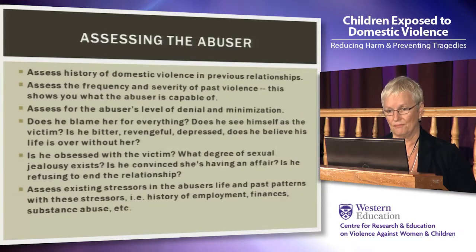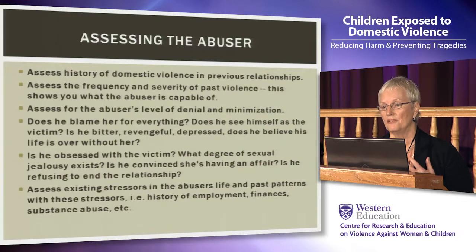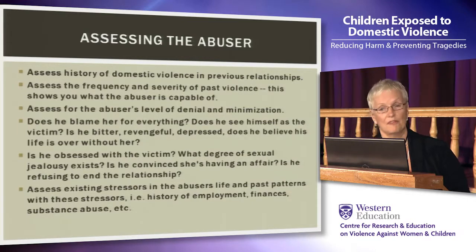Is he obsessed with her? What degree of sexual jealousy exists? Is he convinced that she's having an affair? And is he refusing to end the relationship? Now, these are cases that are before the family courts, when issues around access, supervised access, sole custody, all those things are being presented. Does he have additional existing stressors in his life? Past patterns with these stressors, issues with medications, drugs, alcohol, finances, history of employment issues.